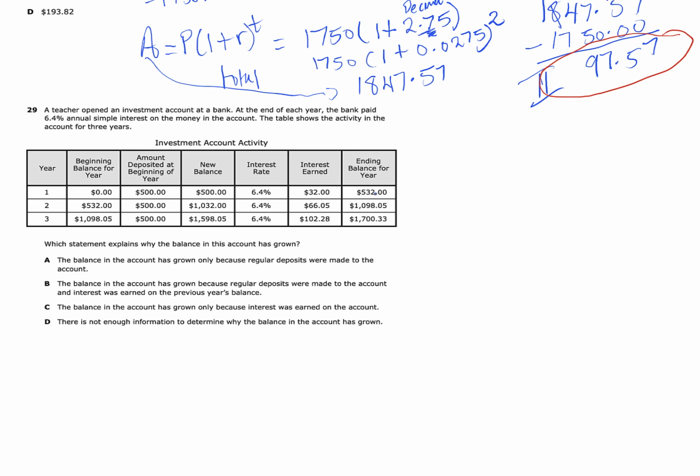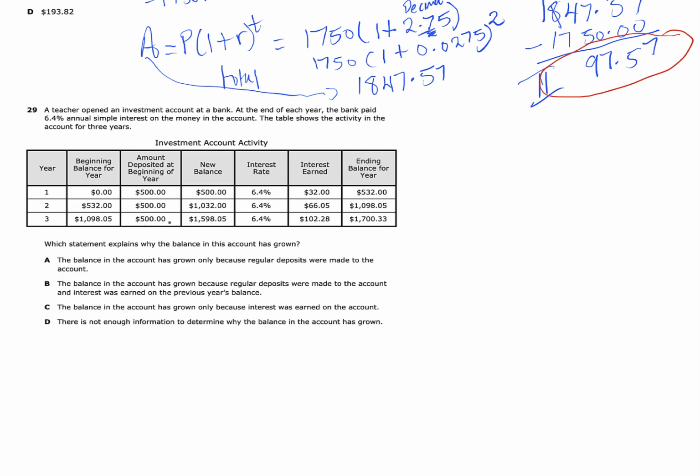So remember, you put money in the bank, you get interest. So you get paid for putting your money in the bank. These interest rates are totally false. No one gets 6.4%. We wish we did. Notice on year 2, the beginning balance is $532. Here comes the teacher again and deposits $500. So the new balance is $1,032 and they're going to put 6.4% interest on that, and that is $66.05. So the ending balance is $1,098.05.